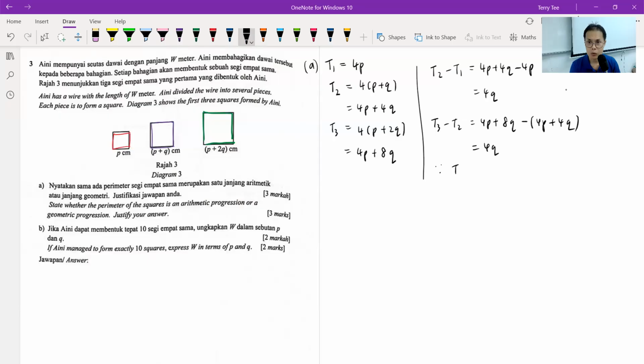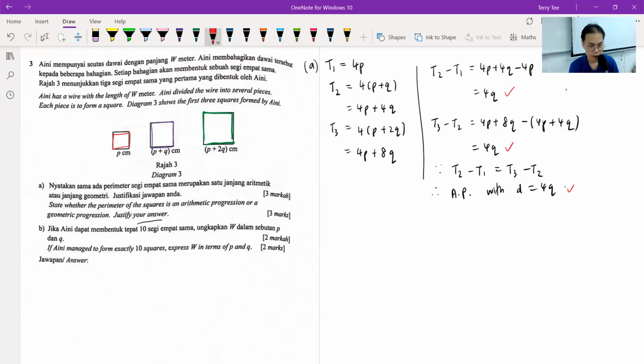Now, since T2 minus T1 gives us the same value as T3 minus T2, therefore we say this is an arithmetic progression. You can use the short form AP. AP stands for arithmetic progression, with the common difference of 4q. So when you say justifying your answer, you just have to show that the difference is a constant. The difference over here, T2 minus T1, is the same as T3 minus T2. That's why you can work out the value of T1, T2, T3 first, and find the difference, and then show that the difference is a constant, which is 4q.